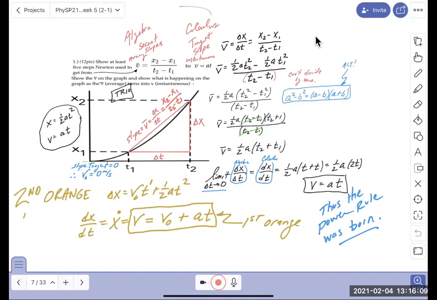Here is what we did. This is actually a question on the take-home test. I wouldn't expect to see all this. I said show it to me, at least the 5 big steps would be what I want here, the main points. I don't need all the periphery stuff on the take-home. But this is the birth of the power rule, and it's kind of the birth of derivatives, so it's pretty important.